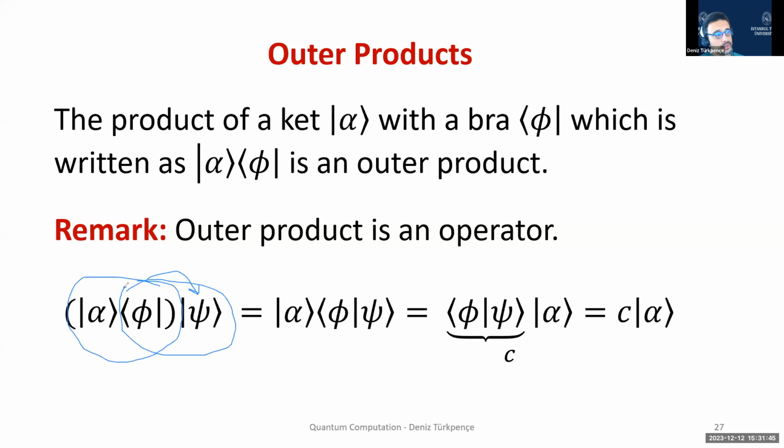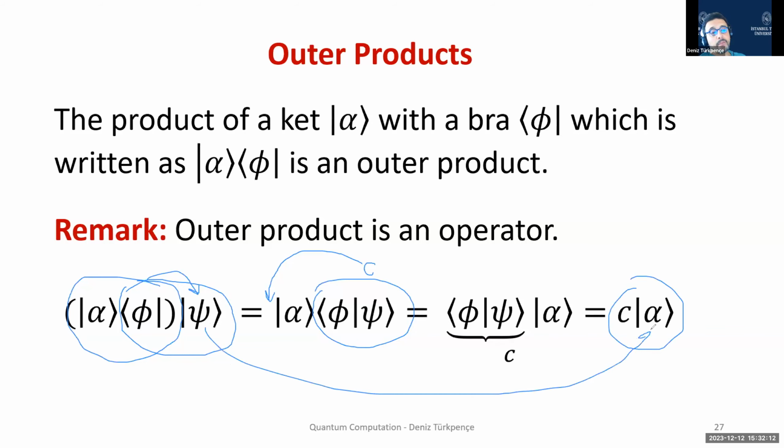I see an inner product. So if I write it more accurately, here I see an inner product, but I know that the inner product is a complex number, so I can write it in any order I want. Okay, so I can write this in front of this alpha. So the result is C alpha. So what I obtain here is that a psi vector is being mapped to alpha. So this is really an operator. Okay, the outer product is an operator and the inner product result is a C number.